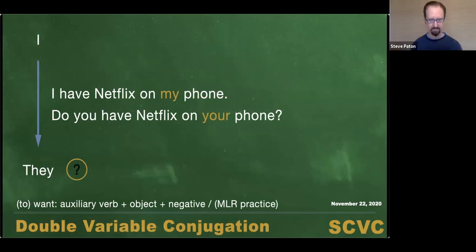Now, in this case, what I did was throw in what I call a double variable conjugation. And double variable means that instead of just thinking about the subject to match the verb, you actually also have to talk about the possessive. Steve, you want to give this a try?